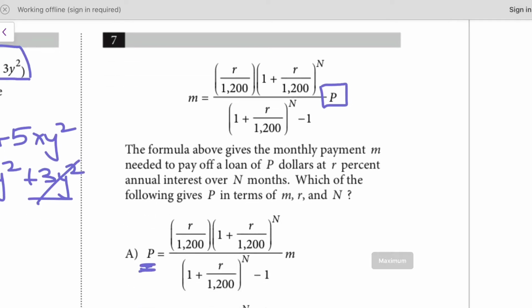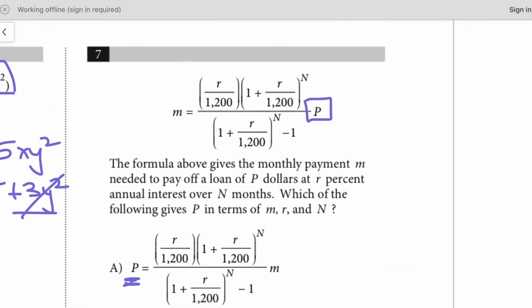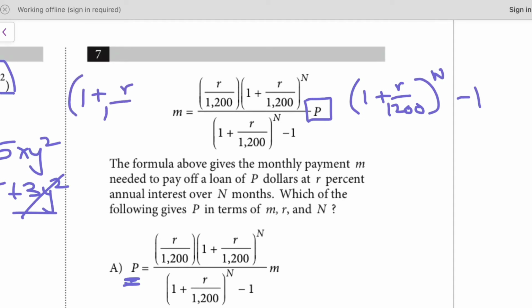so it looks like these equations, these answer choices down here, right? So what I'm going to do is, first I'm going to multiply by this value that is the denominator, so I can cancel it out. So I'm going to multiply that on both sides. One plus r over 1200 to the power n minus 1. And so what happens here is the two values cancel out.